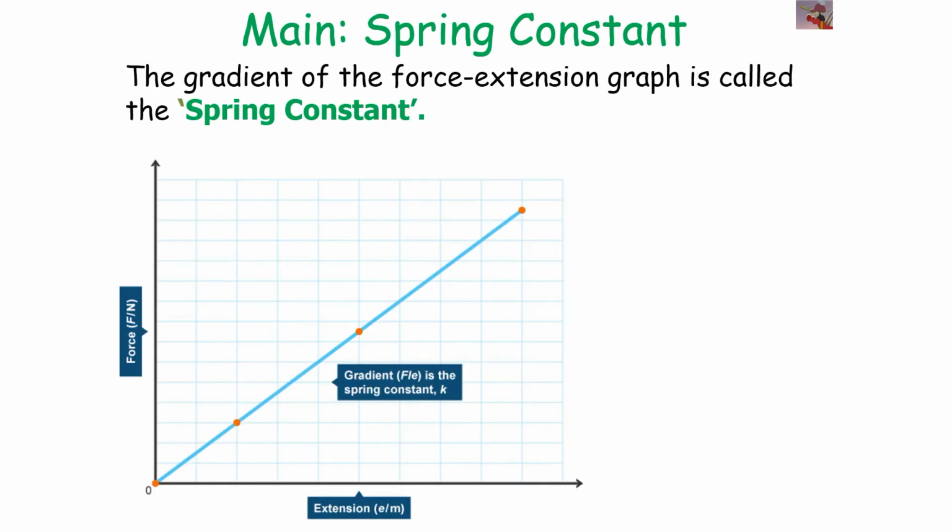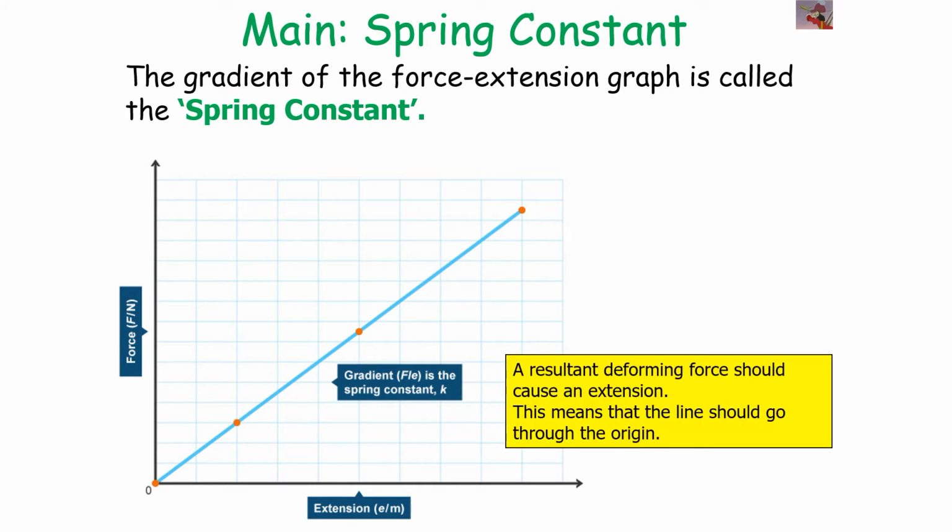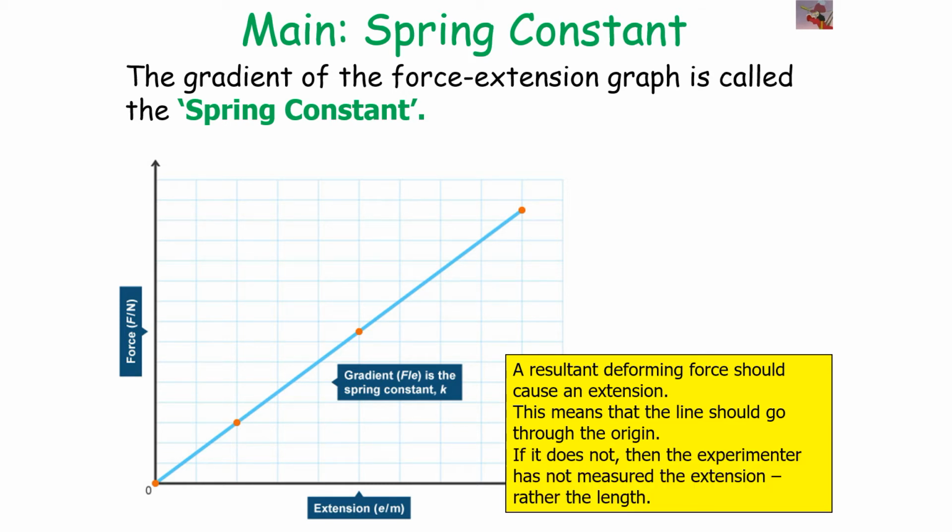Now the gradient of the force extension graph is called the spring constant. Now we know a resultant deforming force should cause an extension, so therefore the line should go through the origin. If it does not, like we said before, the experimenter has probably measured the length, rather than the extension.